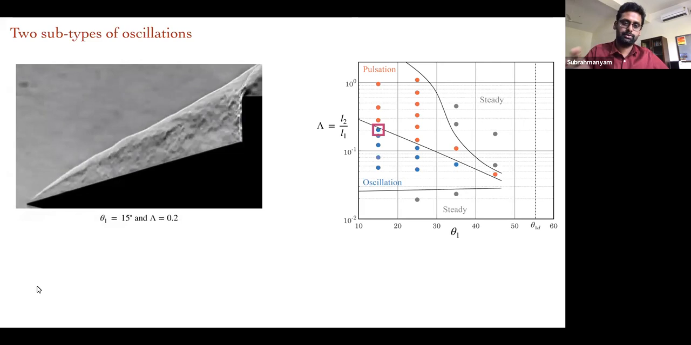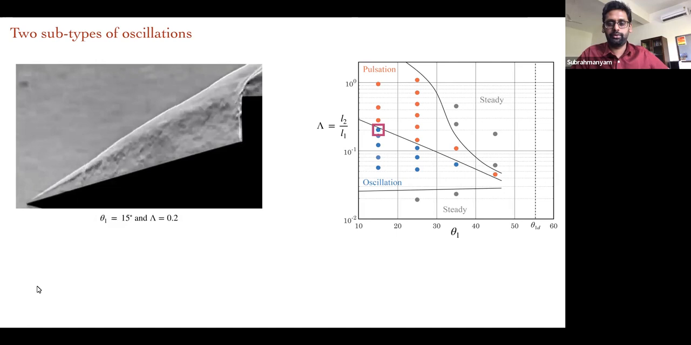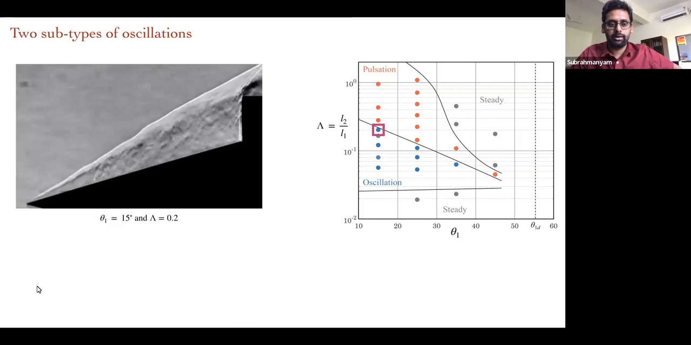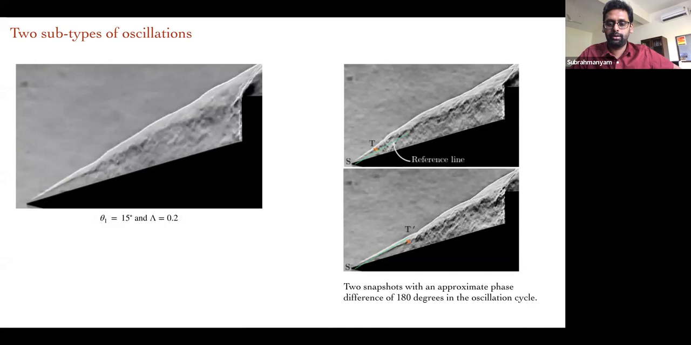So this is qualitatively a different mode of oscillation as compared to the free oscillation. In fact, the differences between the two oscillation types also manifest in a quantitative manner, which we will come to in one or two slides. All right. So again, here I'm showing two still images for the flow, roughly separated by 180 degrees in phase.